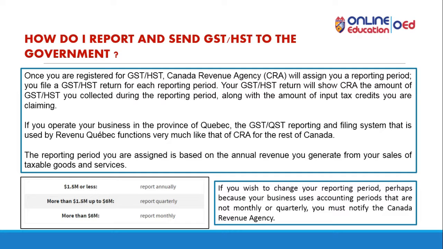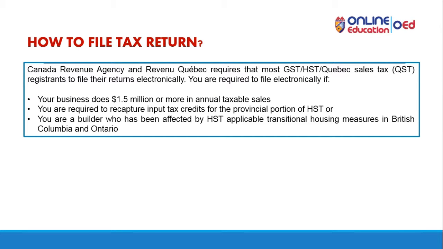So on the left part below, we see the reporting period for the revenue. It depends upon the revenue generated. For example, $1.5 million or less, you need to report annually. More than 1.5 million up to 6 million, report quarterly, and more than 6 million you have to report monthly to CRA. Alright, so how to file a tax return.